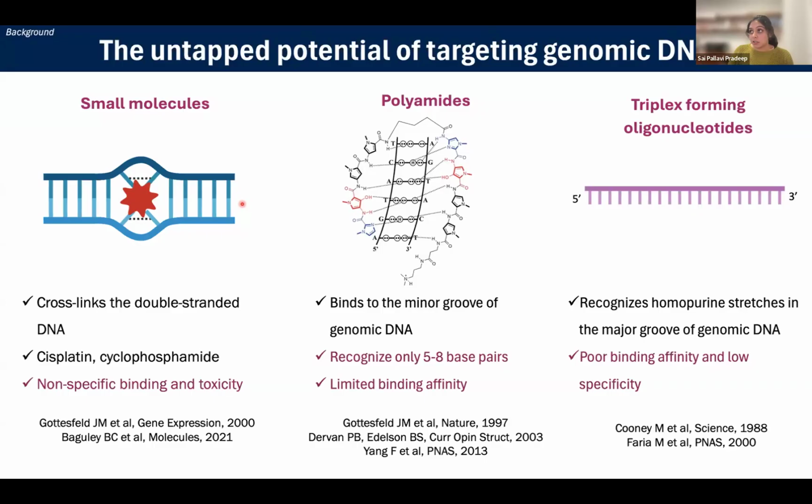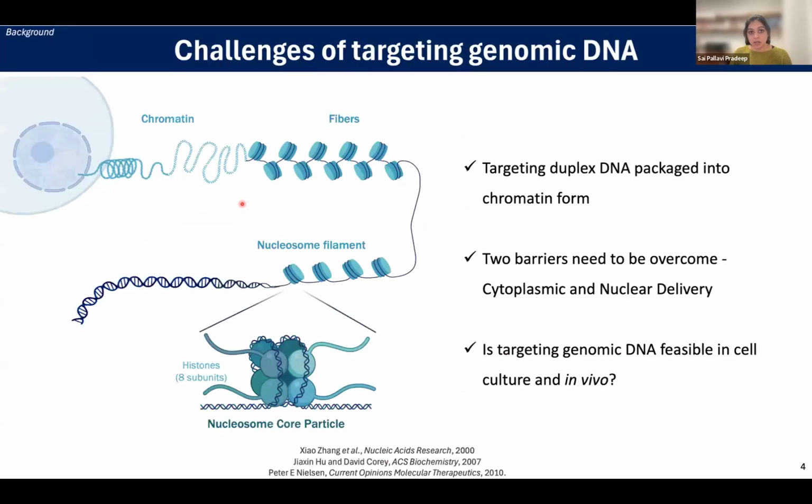And then, of course, there are triplex forming oligonucleotides, which are sequence specific, which can help in getting rid of a lot of the toxicity which is related to non-specificity, which we see. However, triplex forming oligos bind only to homopurine regions in the DNA, and they often can have low binding affinity and specificity. So what are the main challenges that we have when it comes to targeting the chromosomal DNA?